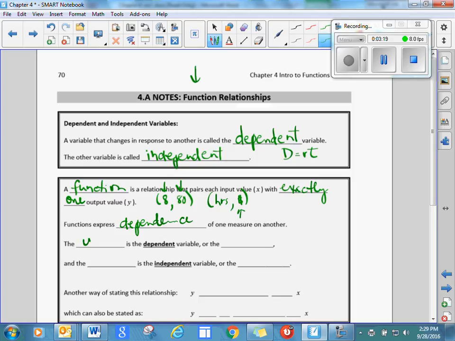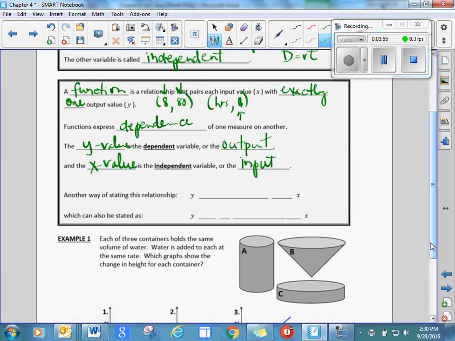The y value is the dependent variable, or the output. Those function machines that you used to do in 1st and 2nd grade, you put in a rule and out comes your output. That's what we're talking about here in a more sophisticated manner. The x value is the independent variable, and he's the input. You have control over the input. How long you walk, how many hours you work. That is independent. The output depends on the input.